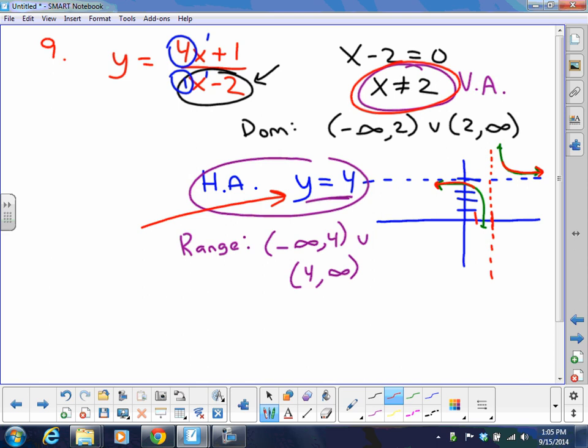Like number 7, this one does not have any max or min because it's always decreasing. So no max, no min. It's decreasing over the whole interval, the whole domain, I should say, and then symmetry again is neither. Okay, because it's not the same on both sides of the y-axis or on both sides of the origin.